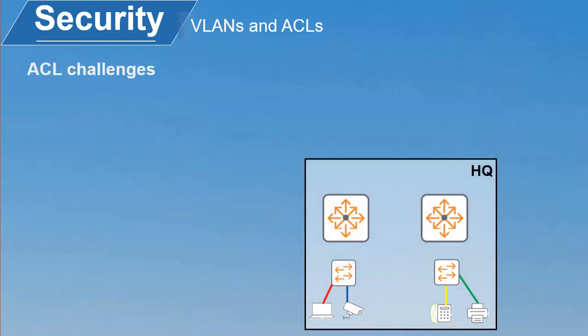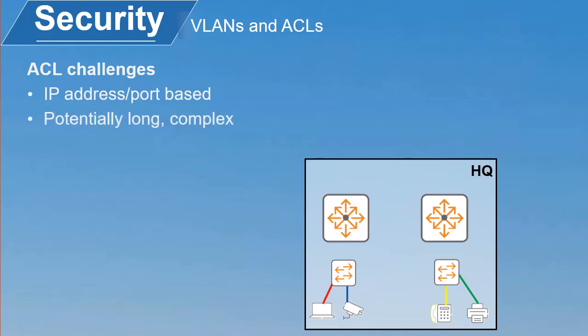You need to create a matrix of which sources can access which destinations, associate that with the current IP addressing and application port scheme, and then convert those business needs into a long list of permit and deny statements. Now, these things can turn into monsters over time.